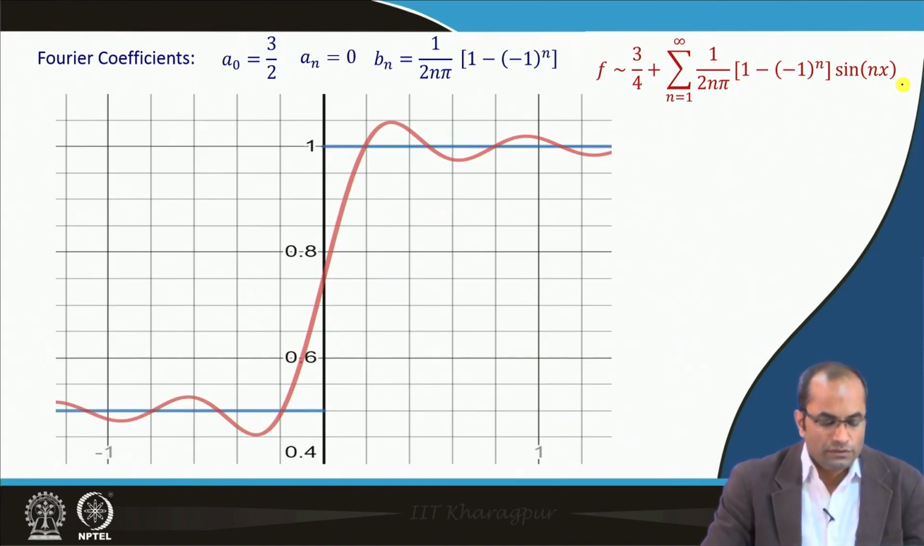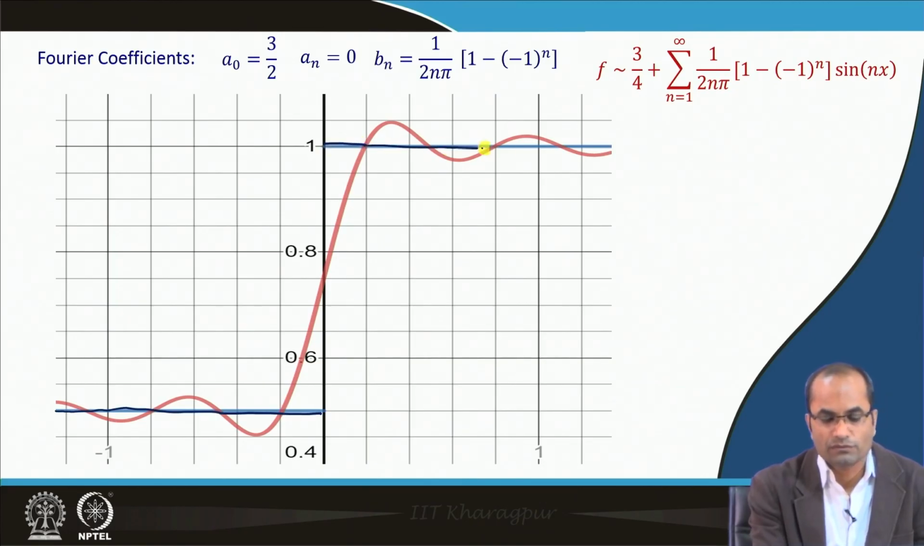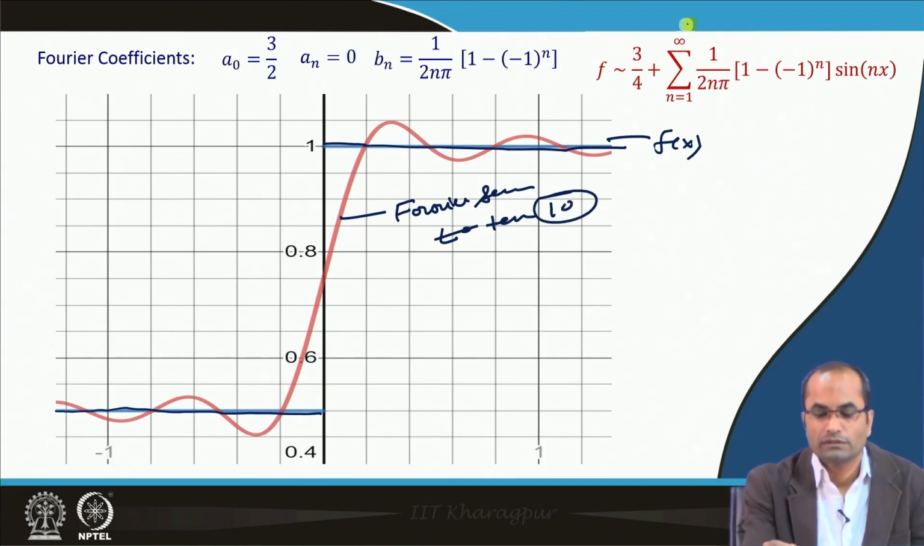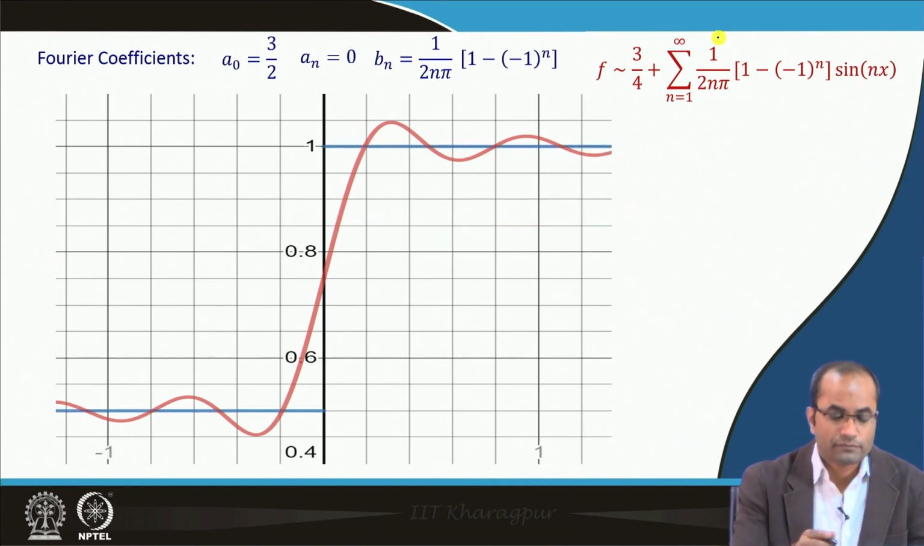So if we just get the idea of how this Fourier series looks like. Just recall the function was given here from minus π to π: from minus π to 0 it was half, and then the value was 1. So this was our function f(x), and then this is the Fourier series we have plotted for about 10 terms. So instead of infinity we have taken, for instance, 10, and we have plotted this graph.